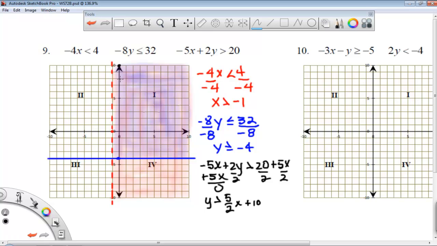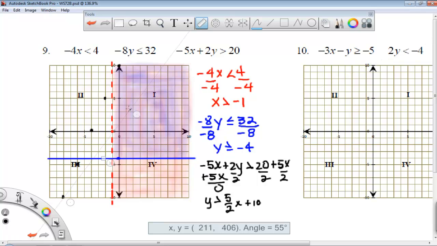We go down 1, 2, 3, 4, 5, over 1, 2. Again, 1, 2, 3, 4, 5, over 1, 2. And then down 5 and over 2. Now this should be a straight line. And looking here, it should be a dotted line because I don't have the equals to bar.